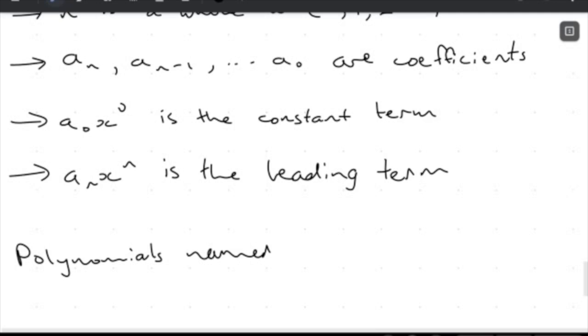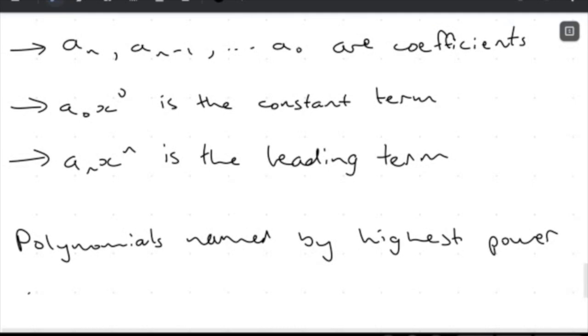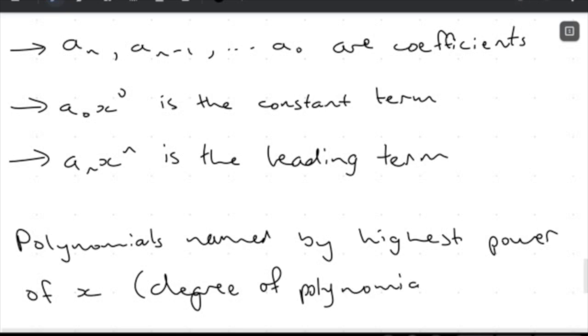Okay, so polynomials are named by the highest power of x. This is what we talked about before. Power of x. And this is also called the degree of the polynomial. So basically it tells us how extensive this kind of polynomial is.